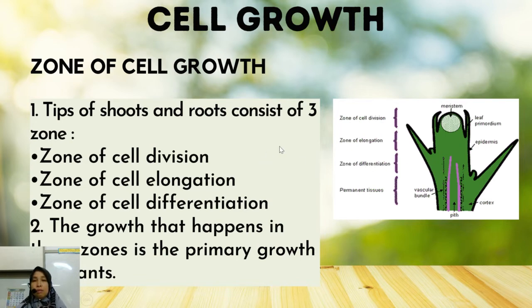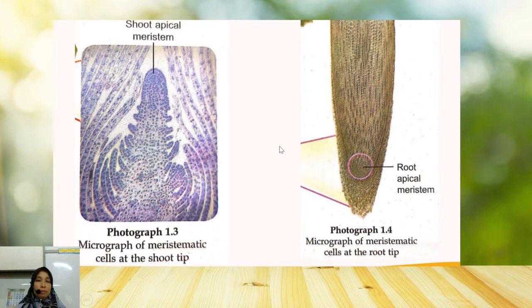Now we take a look at the structure of the shoot tips. This is referred to as the shoot apical meristem. The whole thing here is the shoot. The apical meristem is the tissue located at the tips of the shoot. And here refers to the root.